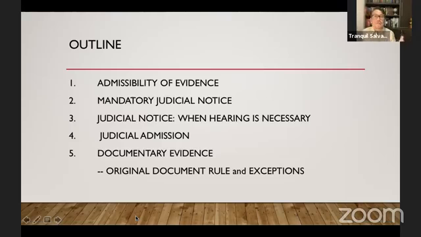Let me start with Rule 128. I always tell my students that this provision, Section 3 of Rule 128, to me, is the heart of evidence because it speaks of admissibility. Evidence is admissible if it is relevant and not excluded by the law or these rules. That was the original provision.